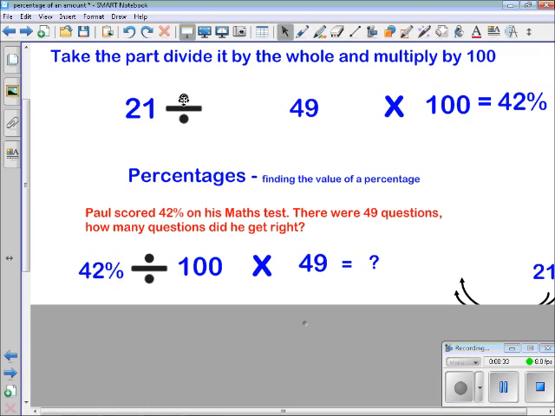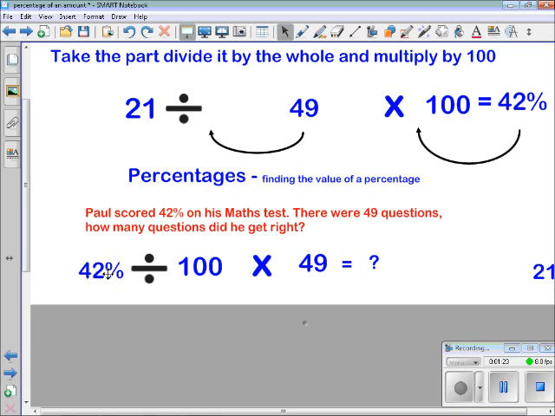We're going to use this formula back to front, if you like. We've got our percentage, so let's start with our percentage. We're going to do the opposite. So we're going to take our percentage, 42%, there it is. Then instead of multiplying it by 100 like we did up here in this formula, we're going to divide it by 100. Instead of dividing it by the whole, we're going to times it by the whole. So we're doing the complete opposite, if you like. We're undoing that sum at the top to arrive at the part, which is how many questions did he get right.